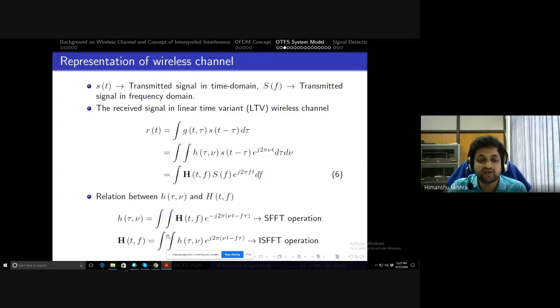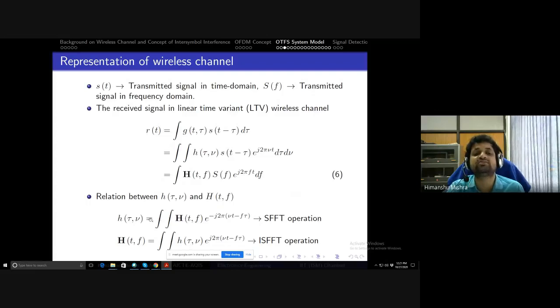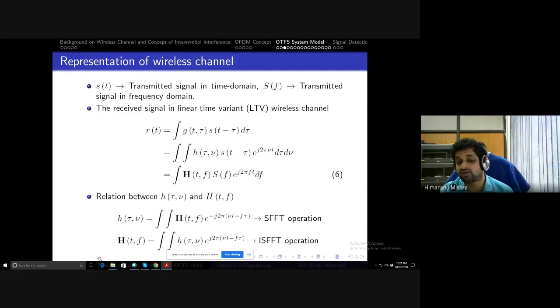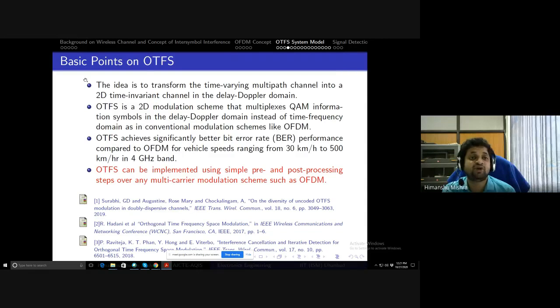Next, what is the relationship between the time frequency and delay Doppler domains? It is the symplectic finite Fourier transform. This is the mathematical representation of the symplectic finite Fourier transform and the inverse symplectic finite Fourier transform. Converting from time frequency to delay Doppler is known as the symplectic finite Fourier transform. Converting from delay Doppler to time frequency is known as the inverse symplectic finite Fourier transform. These are the basic points of OTFS.